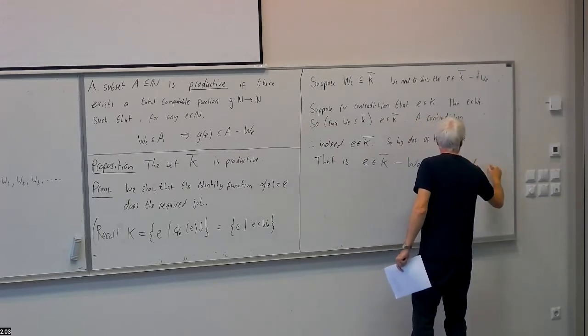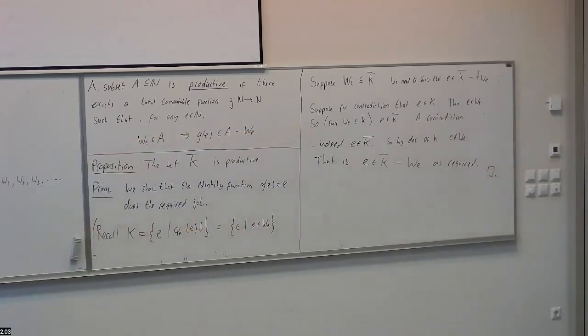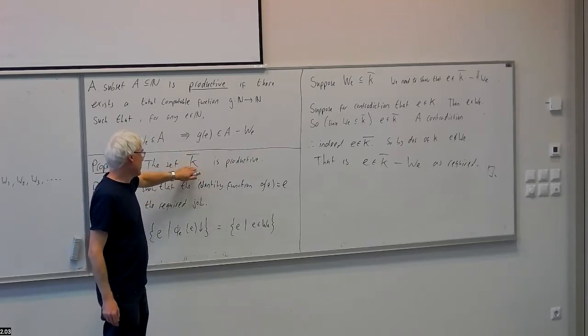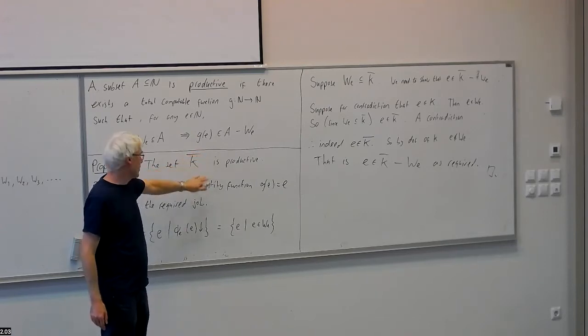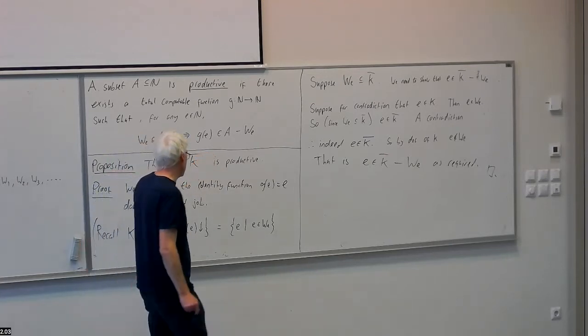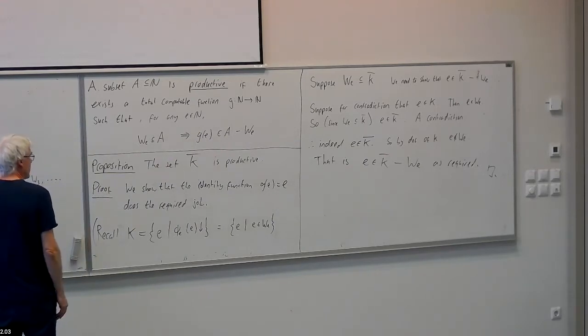Right, good. The complement of K is one such set. Then to show that other sets are productive, because what's going to be useful for the application is not that this set is productive, but that some nicely defined mathematical set is productive. The fact that it's productive is going to give us some very nice information.